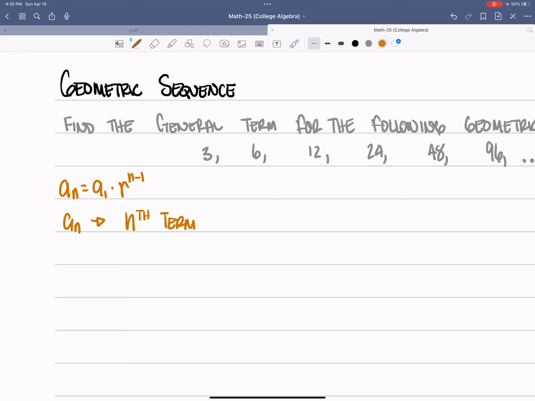So that's why we call this a general term. So it gives us generally every single sequence, or every single value of our sequence. Next value we're looking at is a1. A1 is our first term. Next value we're looking at is r. So before we had a common difference, this time we have a common ratio.